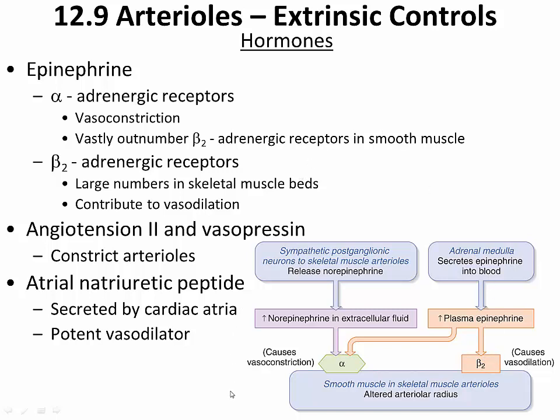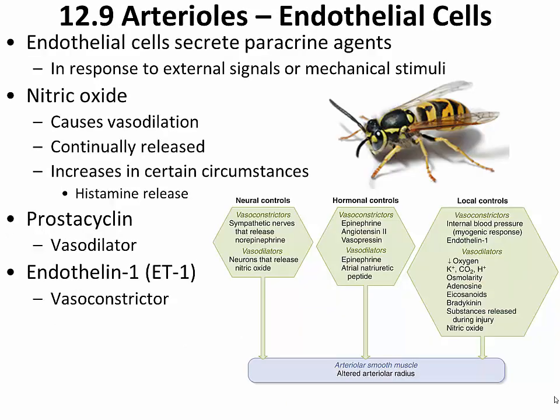We see a couple other hormones that play a role in arteriolar smooth muscle contraction. Angiotensin II, released in the kidneys and elsewhere, and vasopressin, released, of course, by the posterior pituitary. Both cause a constriction of arterioles, and this is adaptive because it would help preserve blood pressure following an event of blood loss. We also see that atrial natriuretic peptide, which is secreted, of course, by the cardiac atria, is a potent vasodilator, although its overall role in human physiology is not clear.